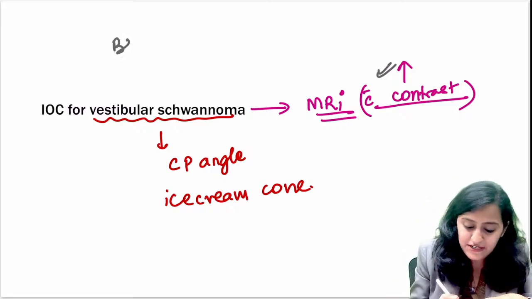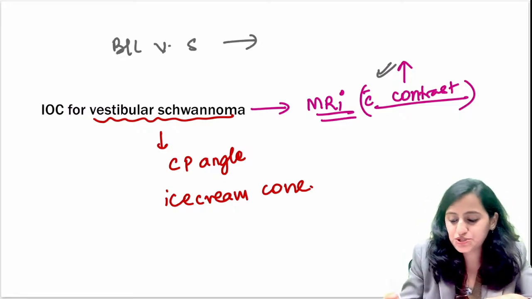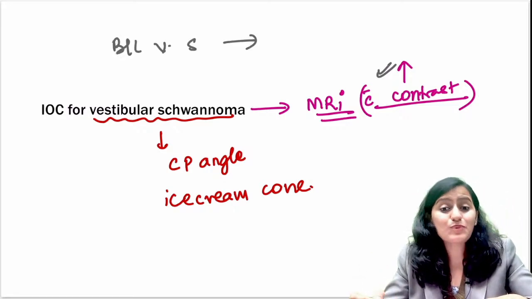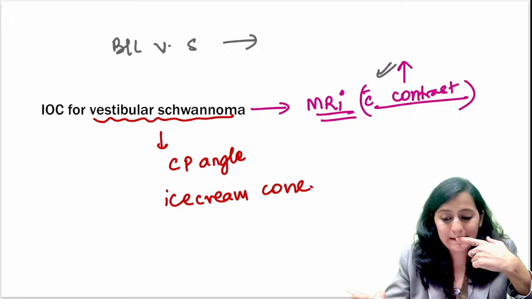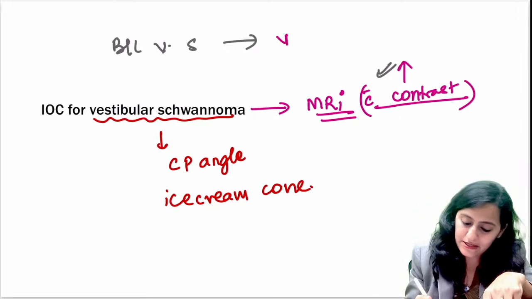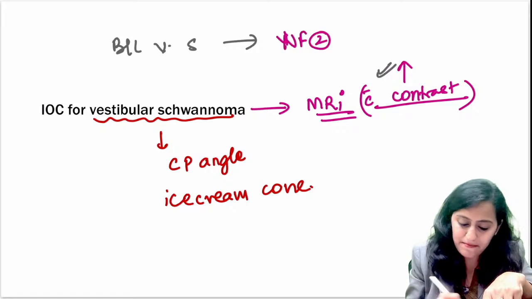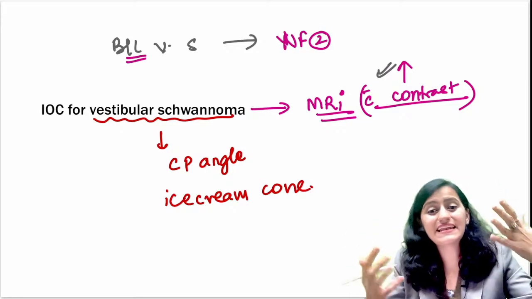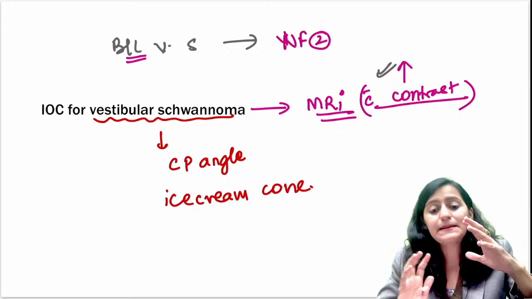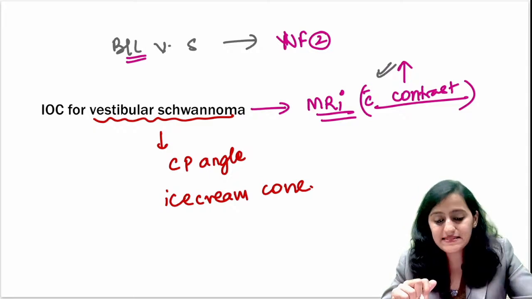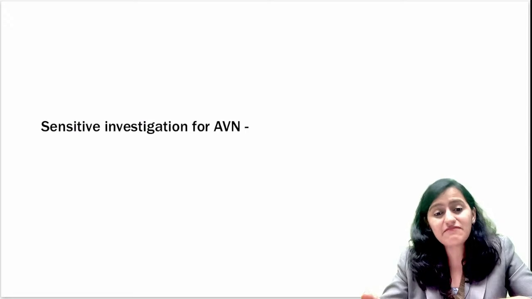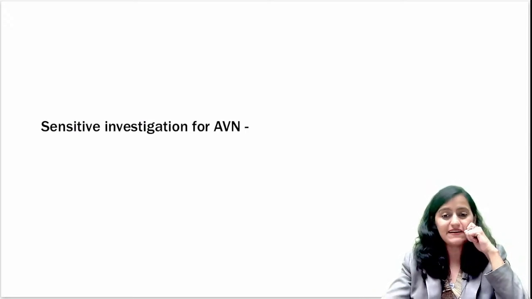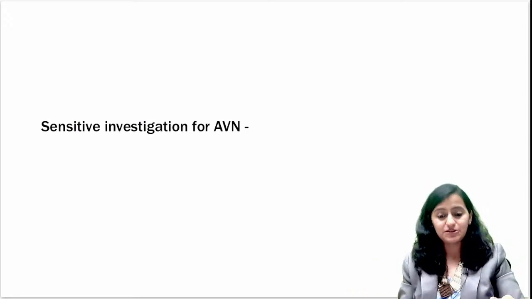And in which condition do you see bilateral vestibular schwannoma? Very good. It is NF2. Remember, bilateral is two sides, so it is NF2. Okay, not NF1. Bilateral vestibular schwannoma is NF2. Correct. What is the sensitive investigation for avascular necrosis? AVN, avascular necrosis. What is the sensitive investigation?